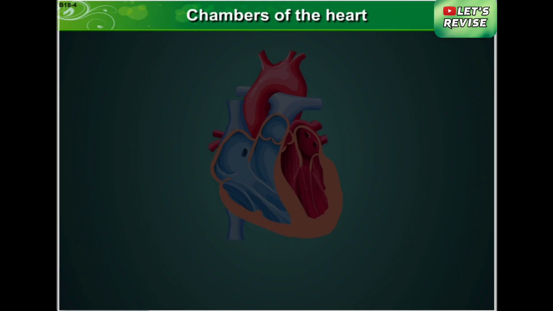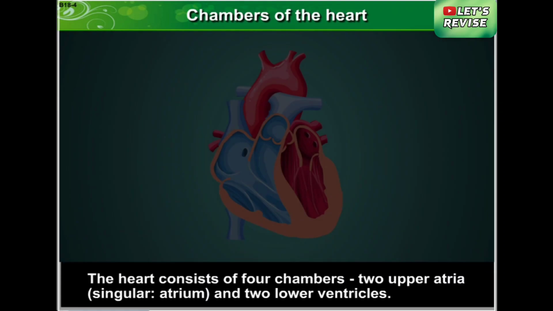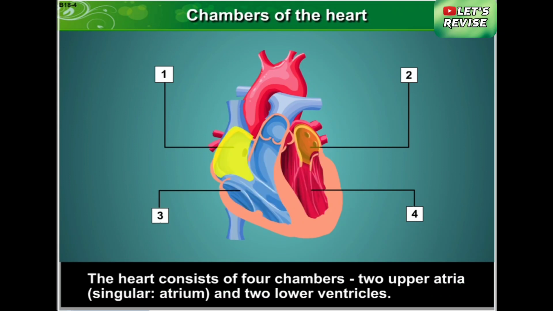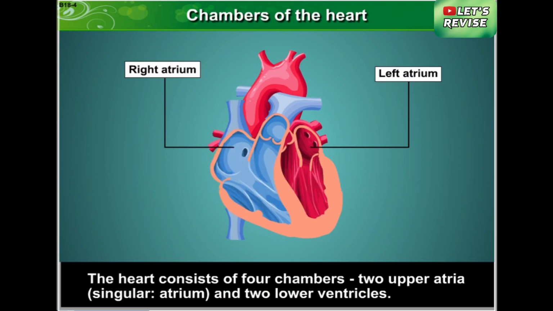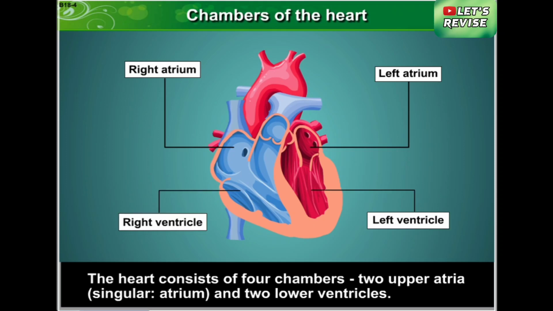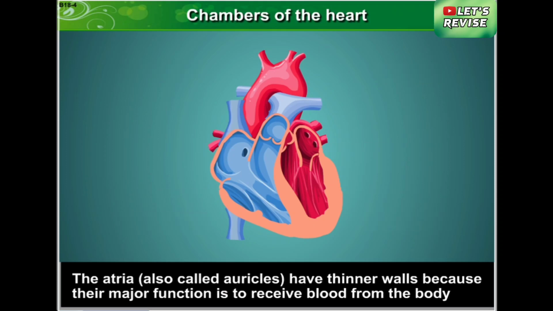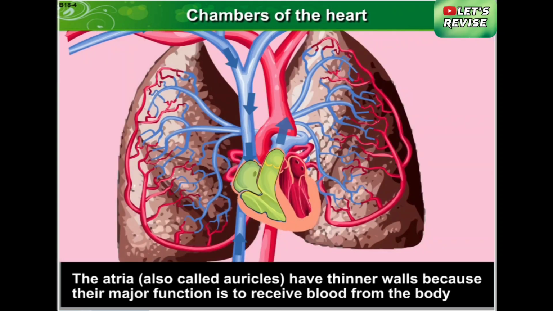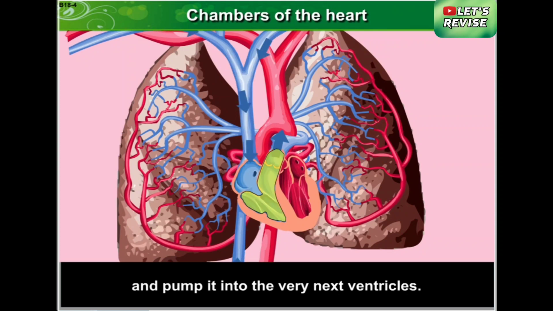Chambers of the heart. The heart consists of 4 chambers, 2 upper atria, its singular is atrium, and 2 lower ventricles. The atria, also called auricles, have thinner walls because their major function is to receive blood from the body and pump it into the very next ventricles.